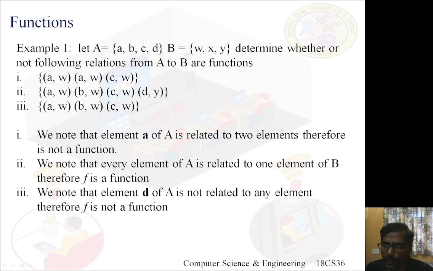So I repeat, in this example I have given two sets. One is set A with the four elements a, b, c, d. And one more is set B with three elements w, x, y. And I have given three relations from A to B. Now the question is, you need to check whether any of these three relations from A to B is a function from A to B.